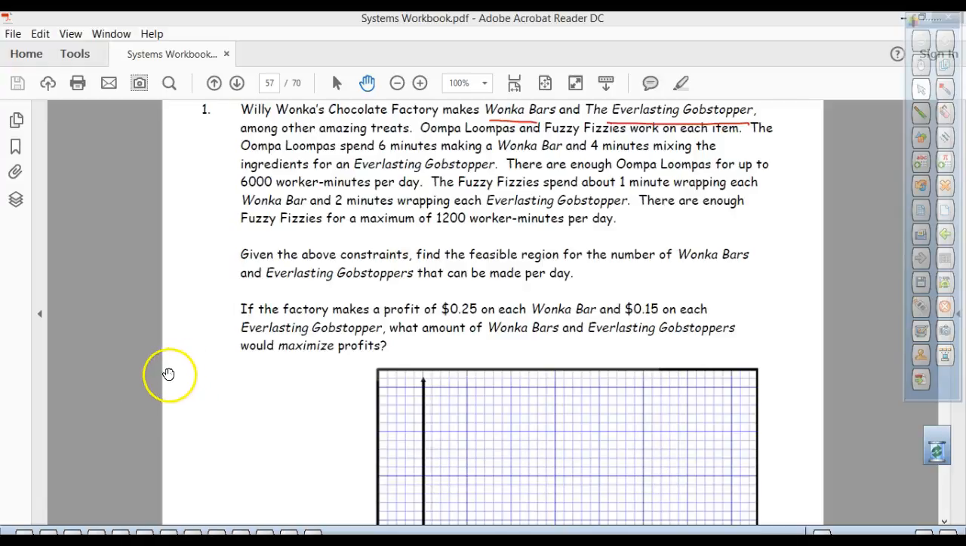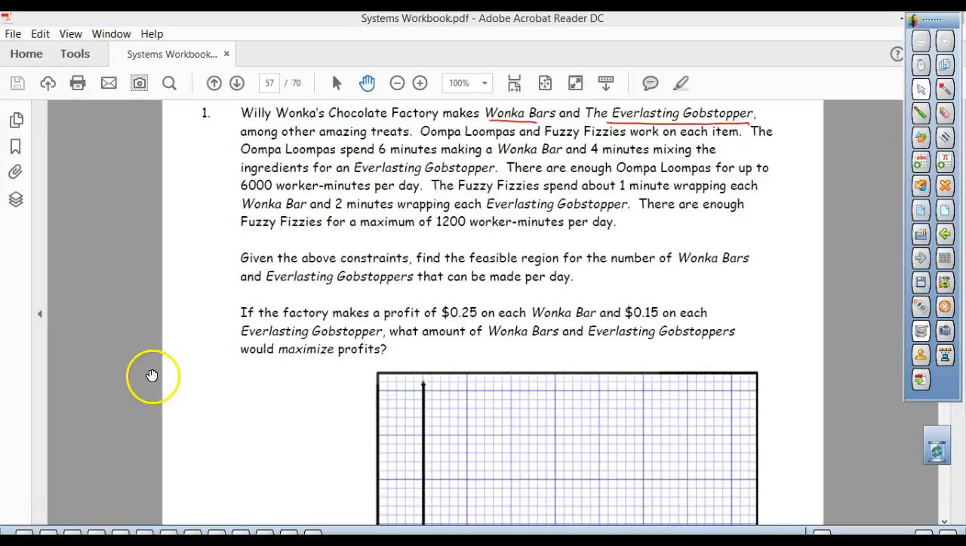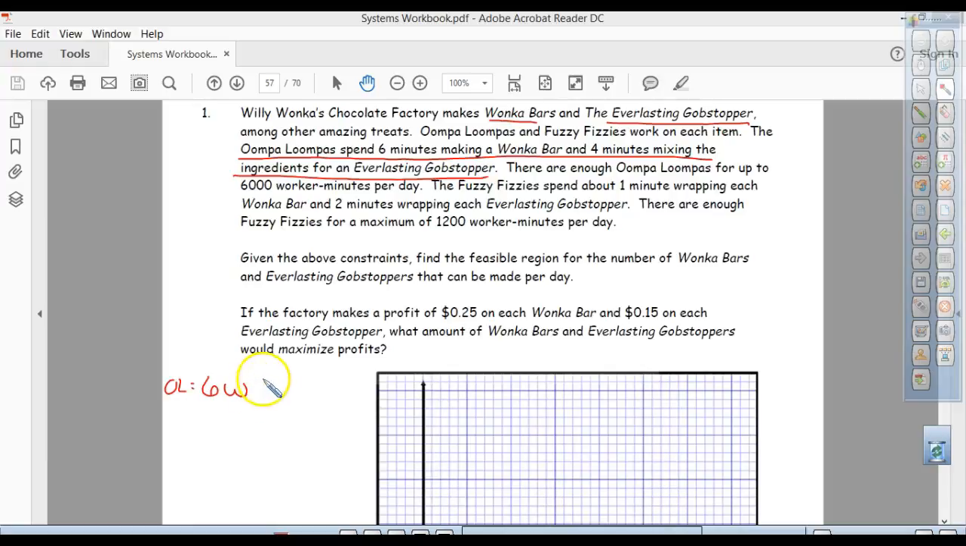All right, so the Oompa Loompas. We've got the Oompa Loompas and their equation. How many minutes do they spend making Wonka bars? 6 minutes for Wonka bars, plus 4 minutes making everlasting gobstoppers. Let's make that a G for Gobstoppers. They can work 6,000 minutes per day. Can they go over 6,000 minutes? No. So that has to be less than or equal to 6,000 minutes.